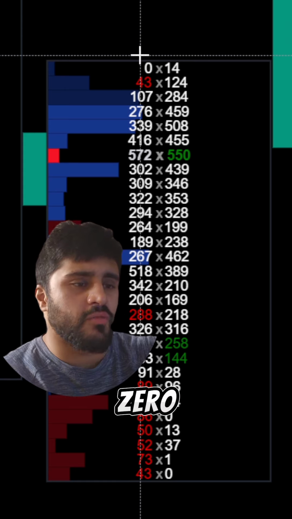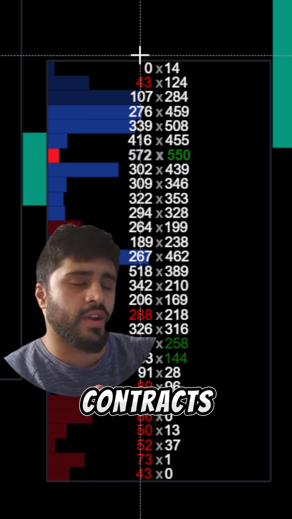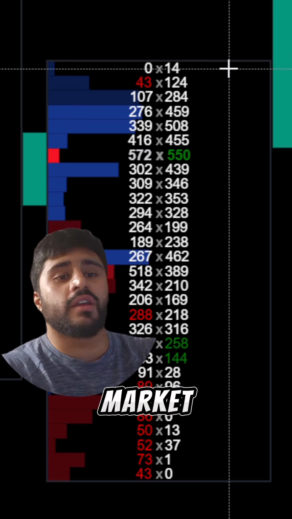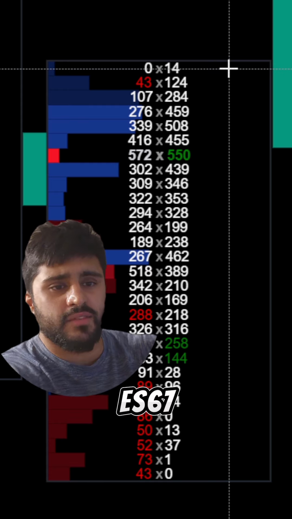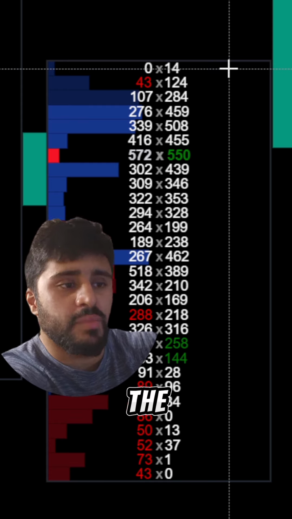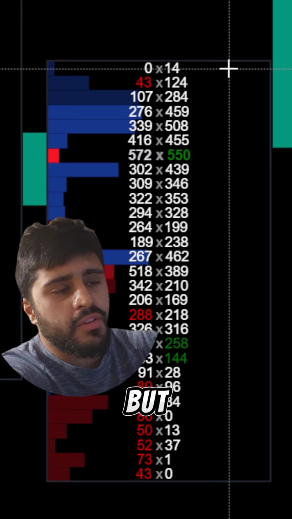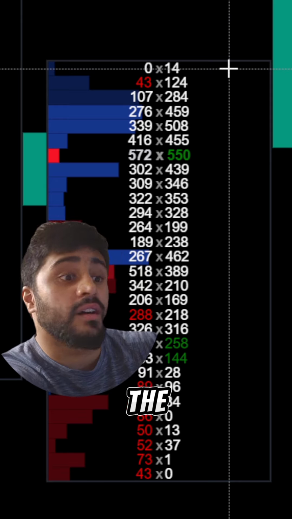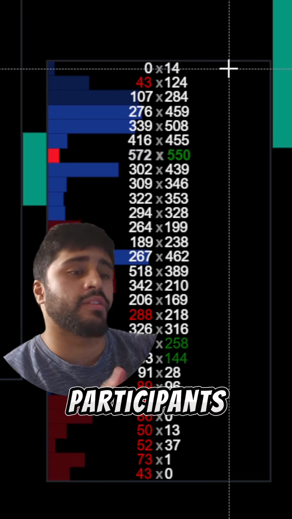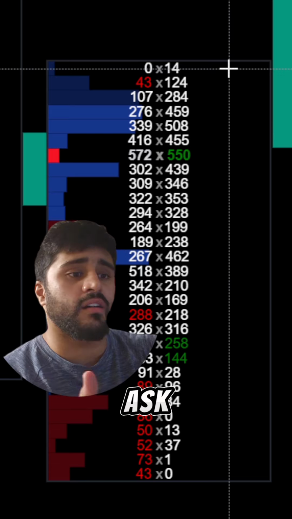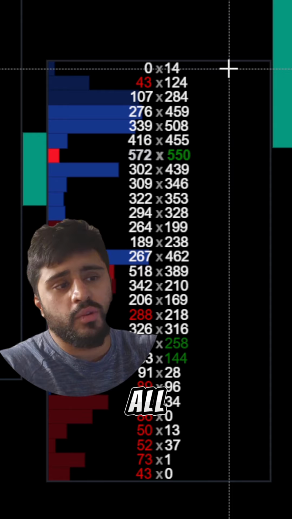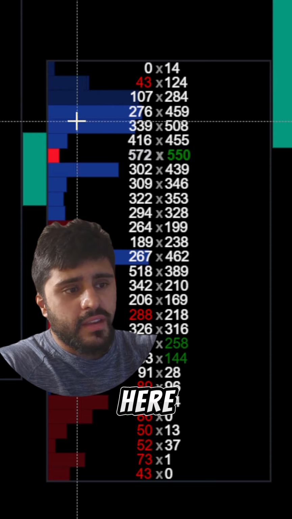0 represents the bid, which is the total number of contracts going in to aggressively sell, right? So these are going in with market orders. So at this price on ES, 6737.75, there are no aggressive sellers hitting the bid trying to drive price lower. But there were 14 aggressive buyers hitting the ask, right? So the ask volume is 14. There were 14 market participants going in, hitting the ask, right? 14 contracts at that price on ES to buy, right? That's all it means.